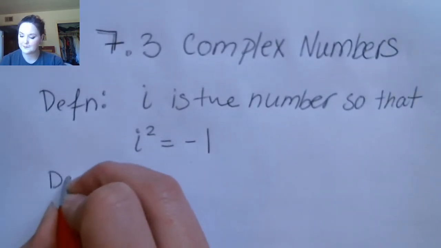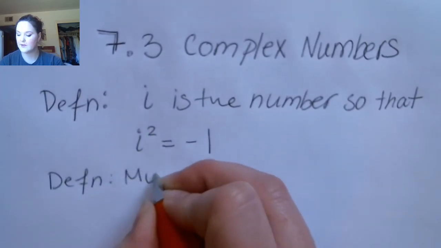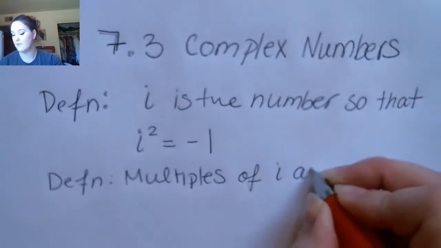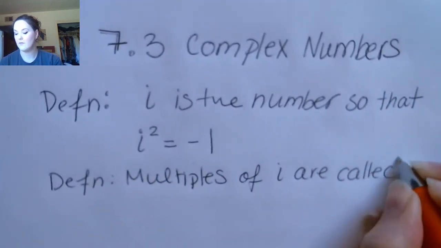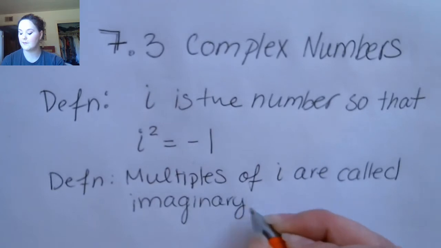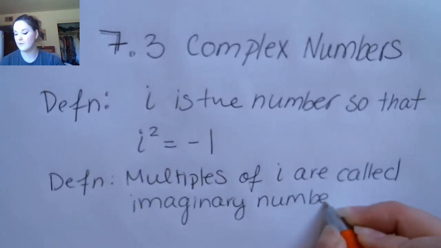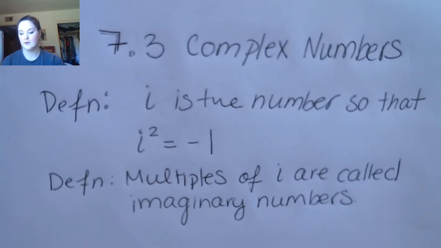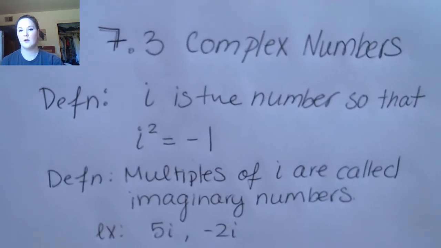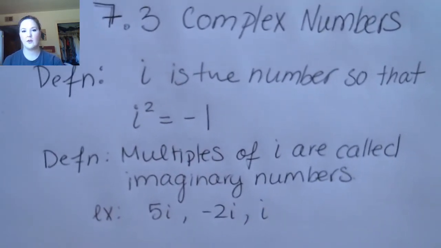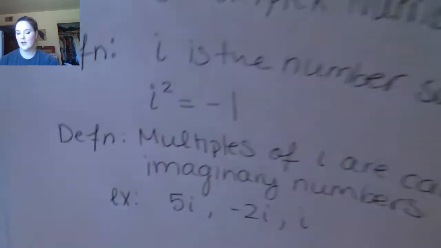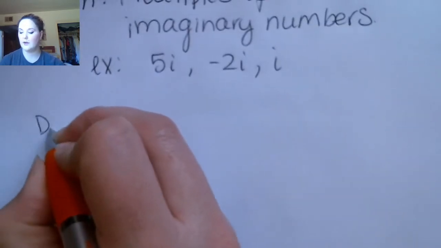Okay, so we say that multiples of this number are called imaginary numbers. So for example, we might have 5i or -2i or i itself. Those are all examples of imaginary numbers. Now let's get to the topic of this section, which is what is a complex number?